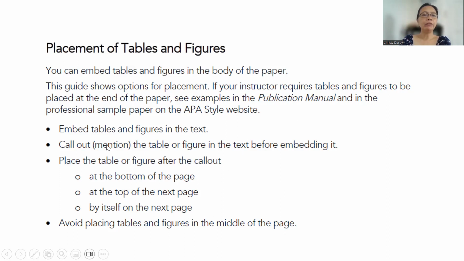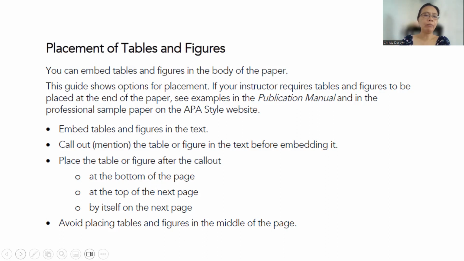To embed tables and figures in the text, call out, or mention, the table or figure in the text before embedding it. You should place a table or figure after the callout, either at the bottom of the page, at the top of the next page, or by itself on the next page. And always remember to avoid placing tables and figures in the middle of the page. You don't place it in the middle of the page. For example, on this page, don't place it in the middle. Place it at the bottom, at the top, or by itself on the next page.